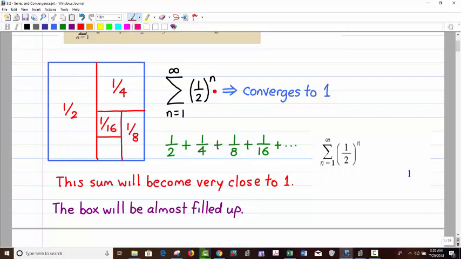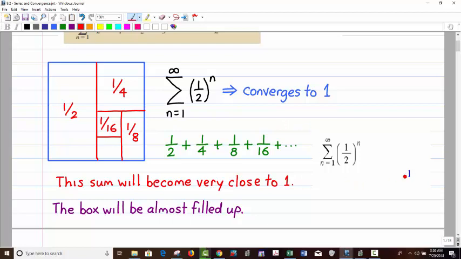If I start with the first term and put 1 in there, it's 1/2, so I fill in half the space. The next term, with 2, is 1/4. Then 3 gives 1/8. You keep filling this box up, with 1/32, 1/64, over and over. Theoretically you would never fill it completely, but it would get so close to being full that it might as well be full. So we say that it converges to 1.